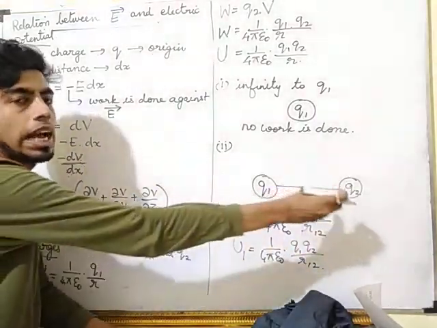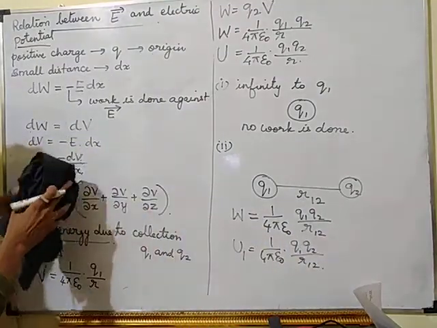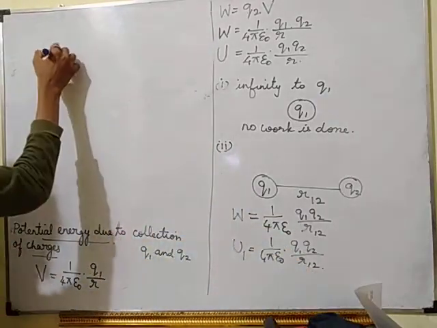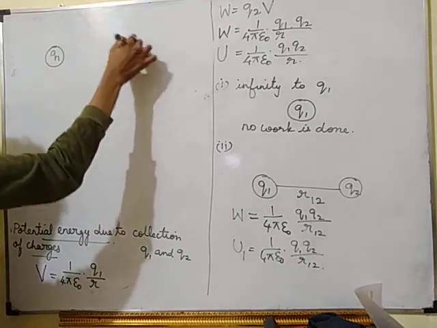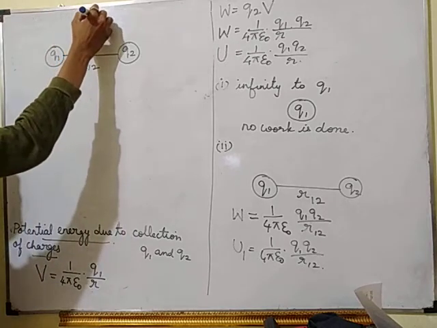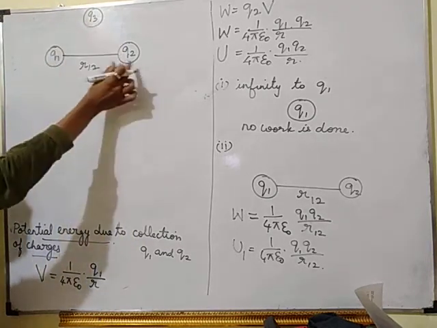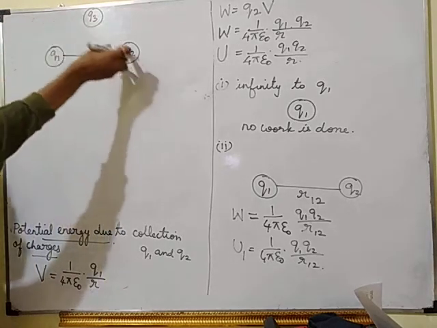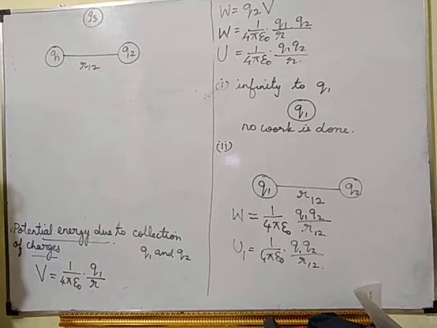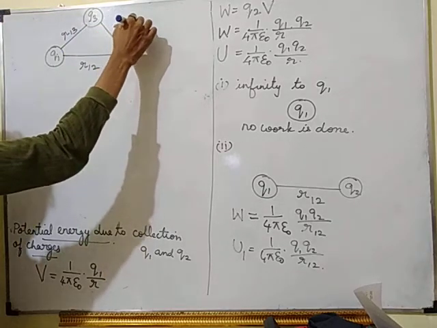Now, I have Q1 and Q2, and I am going to bring the charge Q3. Already I have Q1 and Q2, with distance R12 between them. Now I am going to bring another charge Q3. When I am bringing Q3, Q1 is already present and Q2 is also present, so they will have an effect on Q3. The distance between Q1 and Q3 I am taking as R13, and between Q2 and Q3 as R23.